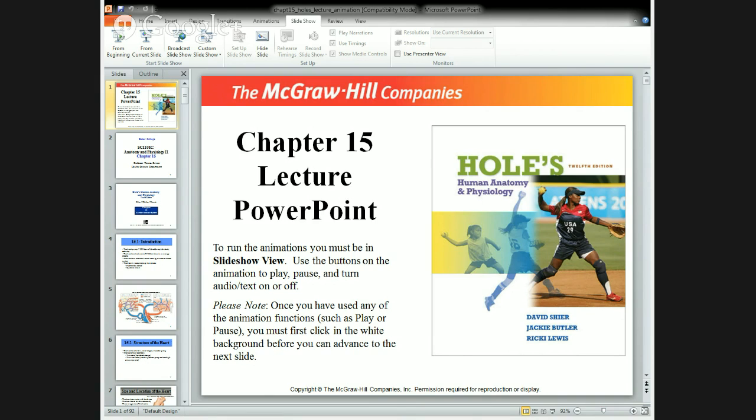There's a clinical application for 15.3, the measurement of arterial blood pressure, and another one on space medicine. Next slide.